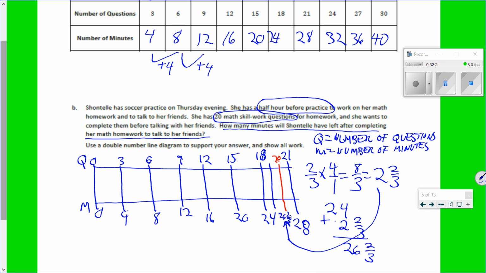Now that we figured that out, have we answered the question? What's the question? How many minutes? Ryan, go ahead. Okay, so how many minutes is she going to have left after she's done with the homework? Well, we see that it's 26 2/3 minutes it's going to take her to complete her homework.